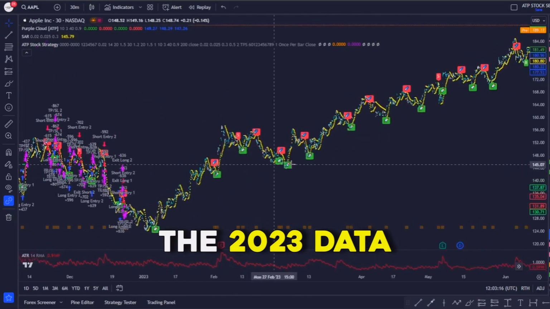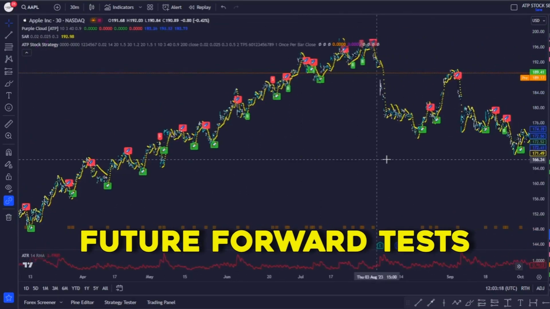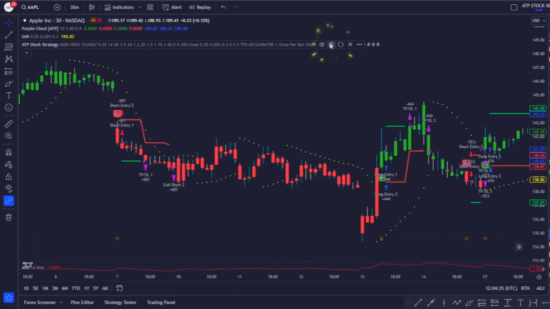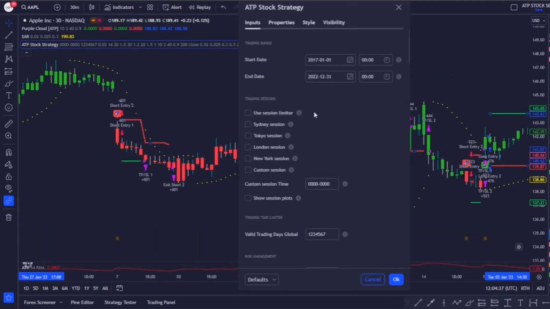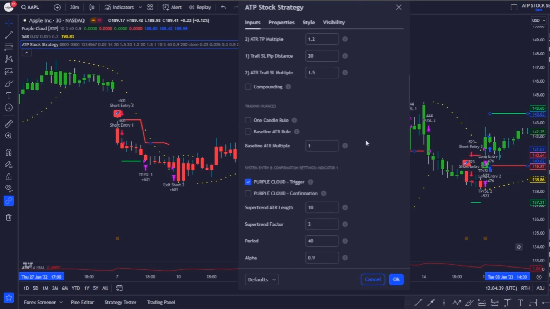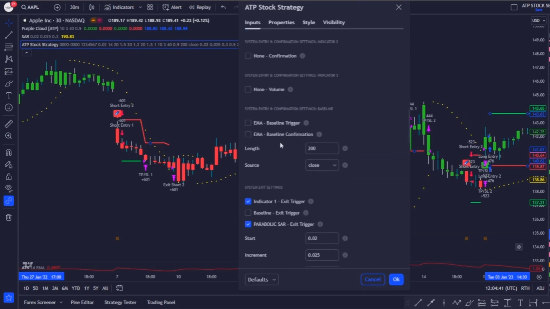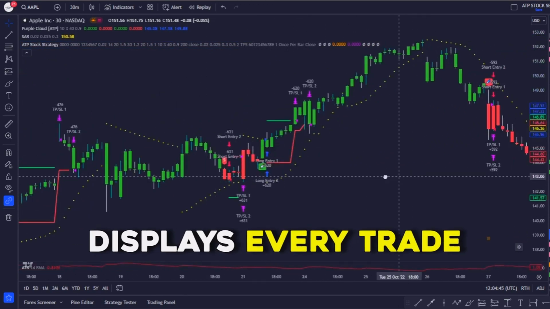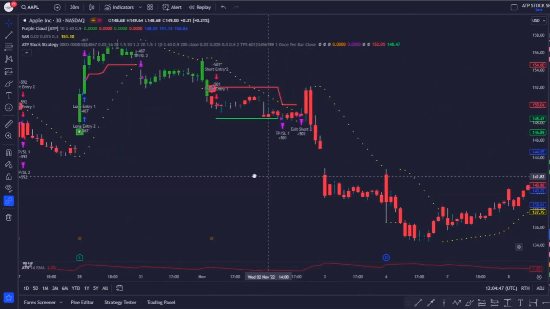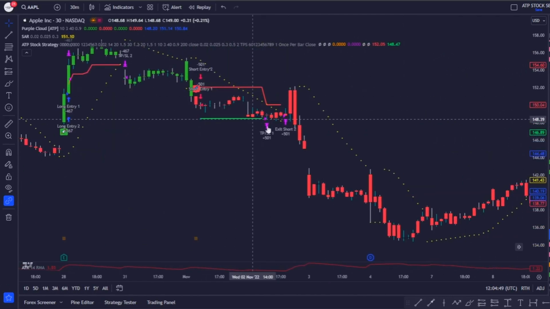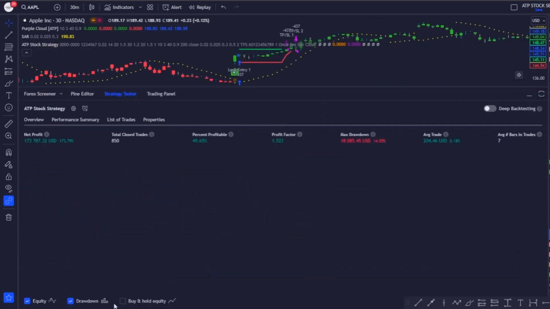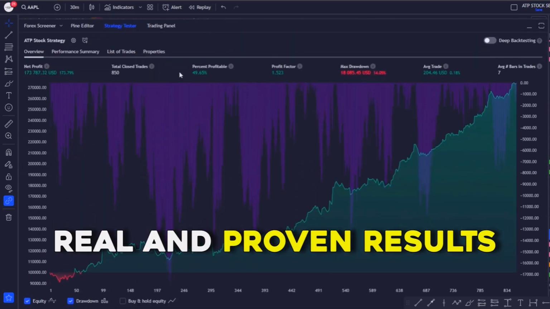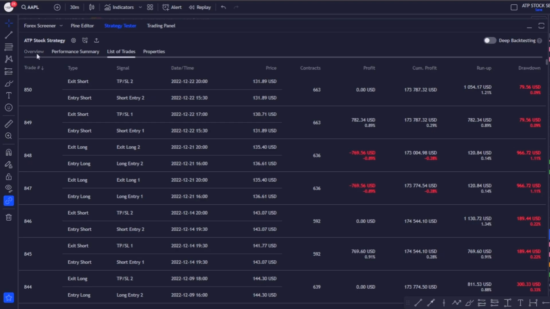The 2023 data was saved for future forward tests, and all these tests were performed with an accurate and efficient trading bot that has all the indicators and rules coded in it. As you can see, this tool respects all the rules of this strategy, displays every trade on the chart with the respective stop loss, take profit, and even trailing stop loss system, and gives us the real and proven results of every stock we want to analyze in seconds.